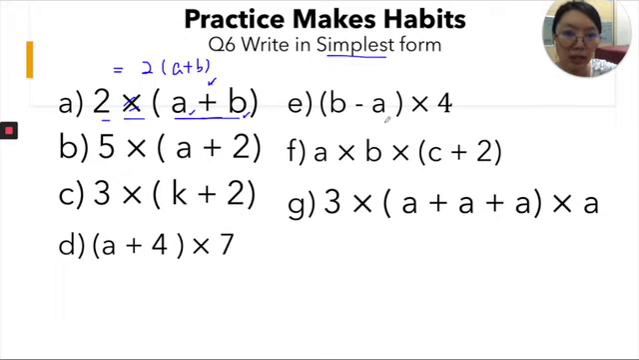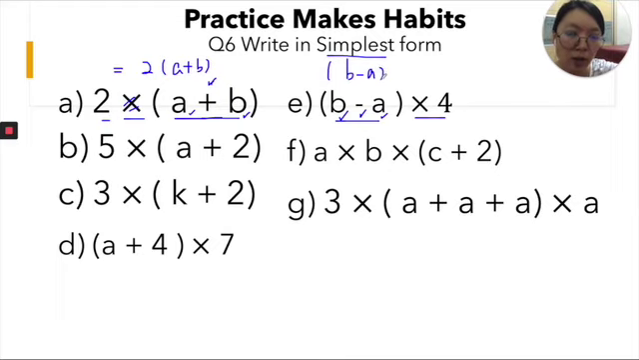Then I'll look at e. This is bracket first, then only times number. So if I have this, again, do whatever is inside the bracket first, b minus a. There is minus here. Check for like terms. Are they like terms? No, one is b, one is a. I cannot do anything. I can only leave it as it is.